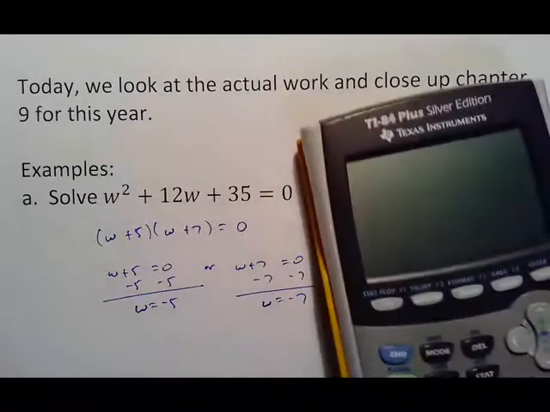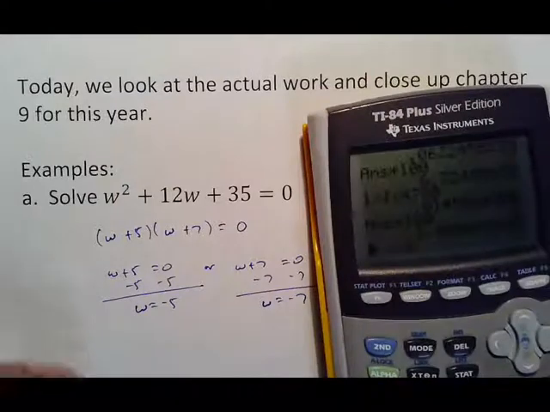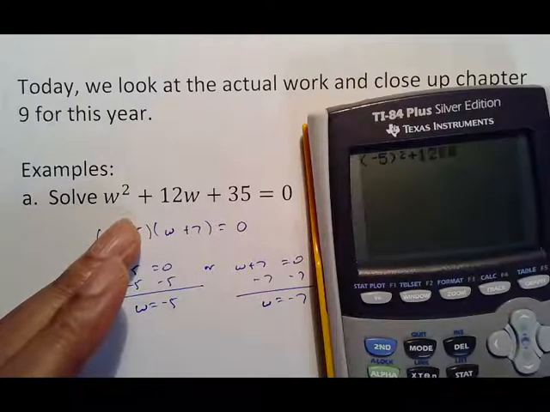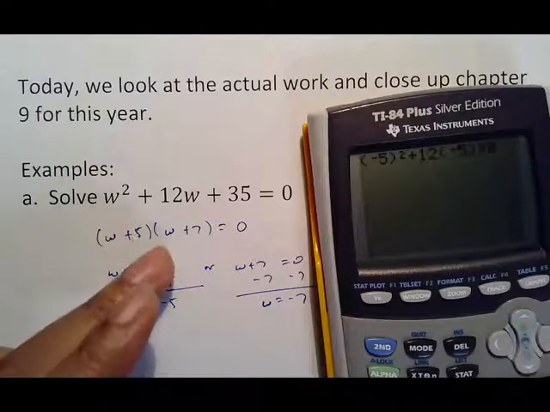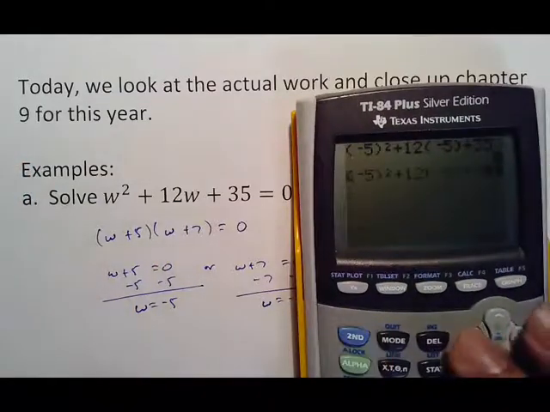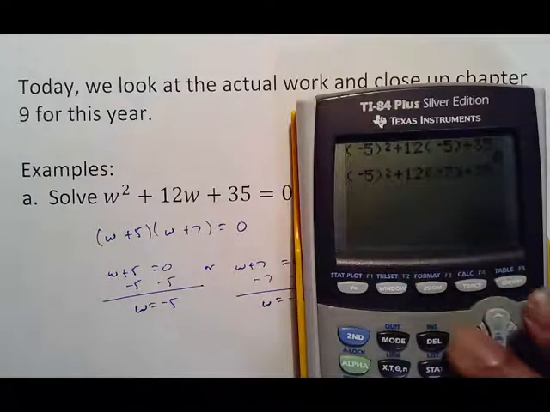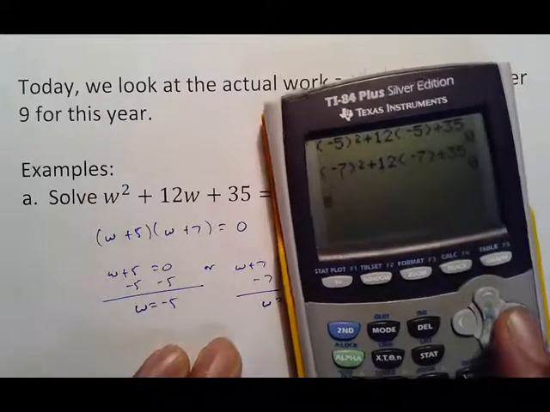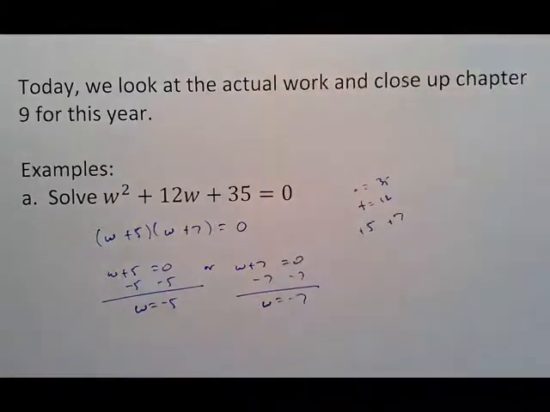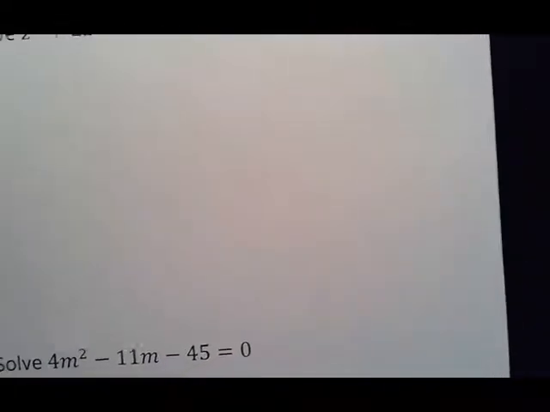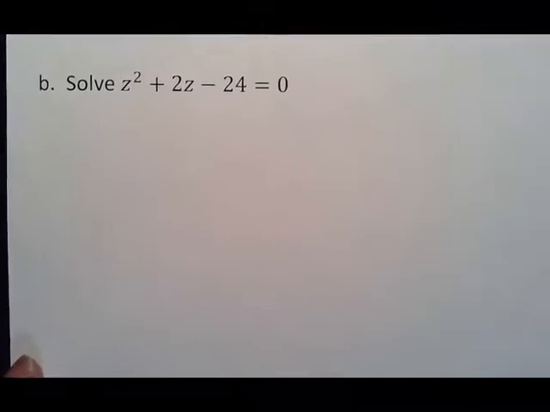And again, you can even check this by putting negative 5 squared plus 12 times negative 5 plus 35 to see that you get 0. You can even pull that back here and put your negative 7 in there. I'm not going to check all of them, but just to show you that I'm not lying to you, it does work. Alright, so that's pretty much it. Again, as long as you have your factoring under control, you should be in good shape.